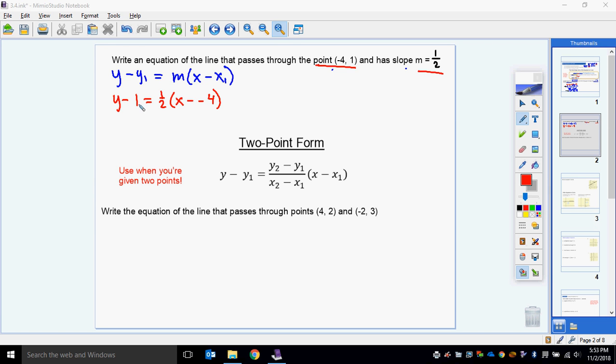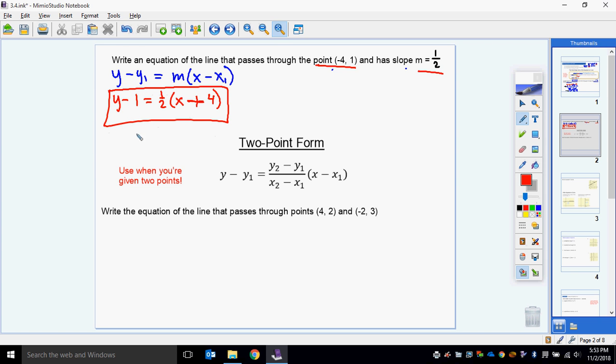Okay, you should have put 1 where y1 goes, so it should go y minus 1. You should put 1/2 where m goes, so equals 1/2, parentheses x minus, and then the x value of -1. You could have also simplified the minus and negative to a plus sign. So x plus 1 would have worked.